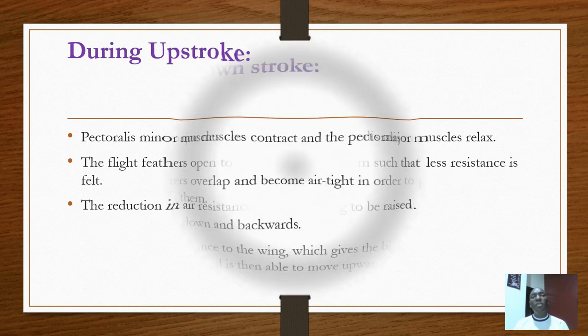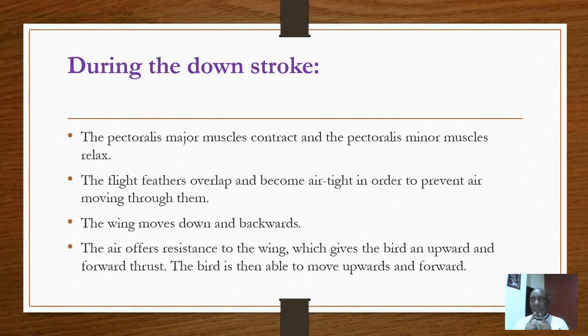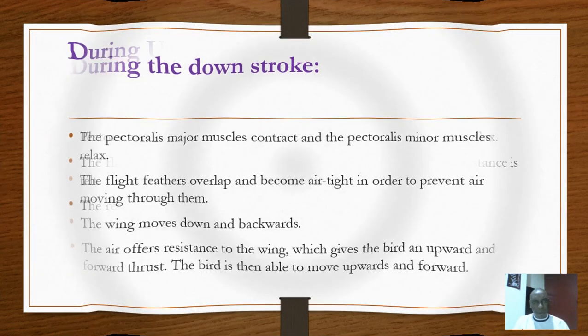While during downstroke, the reverse: pectoralis major or depressor contract, pectoralis minor relax. The flight feathers now overlap and they don't allow air to pass through. When that happens, the wings move down and backwards. The bird then moves up, gains height, and even moves forward.